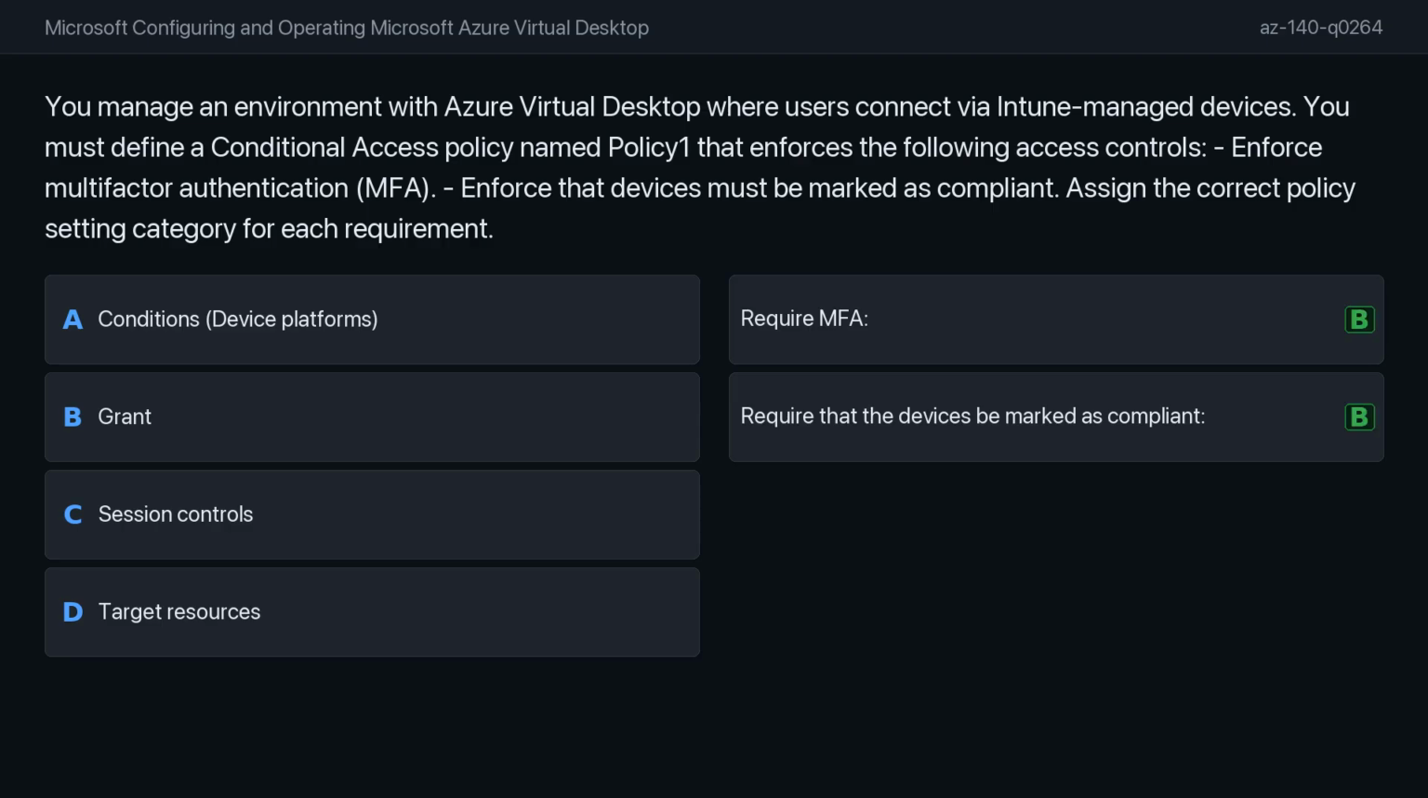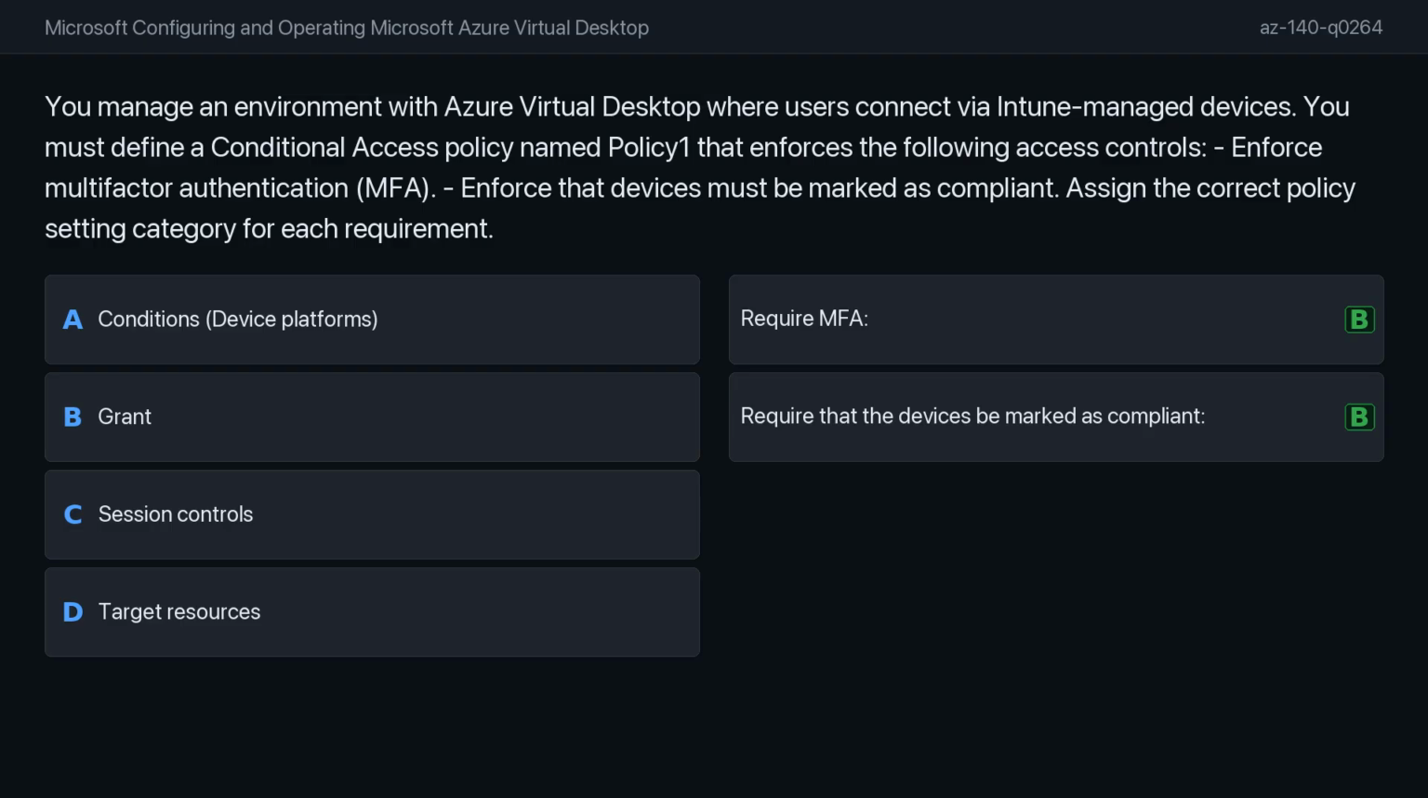I believe the correct answer is that both requirements fall under option B, Grant. In Microsoft Entra Conditional Access, the grant control is specifically designed for defining access requirements that must be satisfied before a user can reach a target resource. Since requiring multi-factor authentication and enforcing device compliance are both mandatory security hurdles, they are configured here.